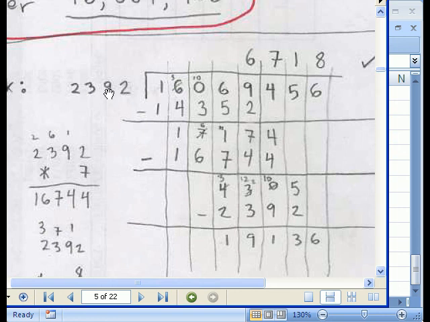Now I have to ask how many of these are in this one. Well, I can see from this right here, I got 7, right? So I'm going to put the 7 up here in this column where I just brought the 4 down. I put this here, I do the subtraction, I get the remainder here.